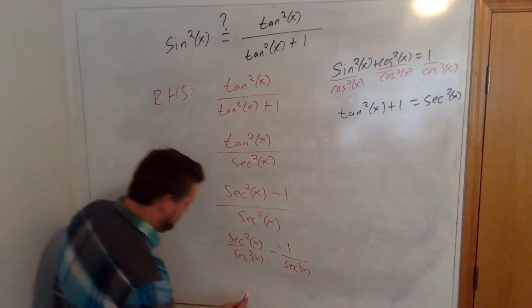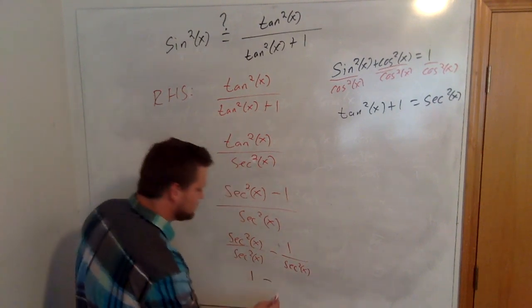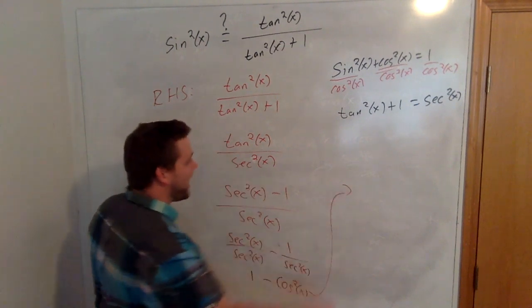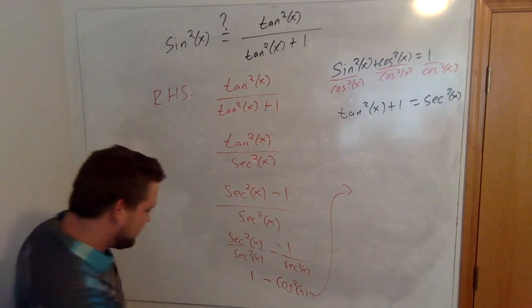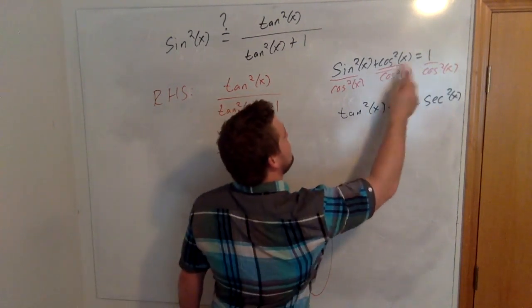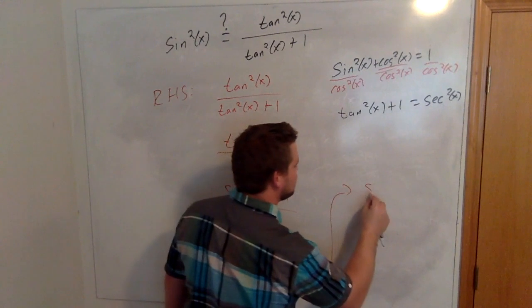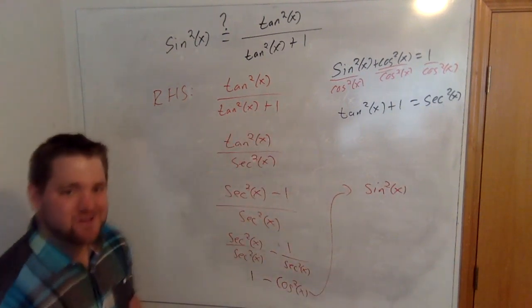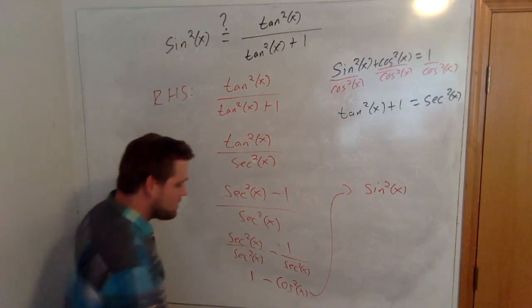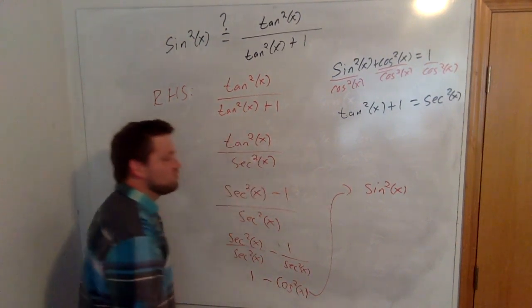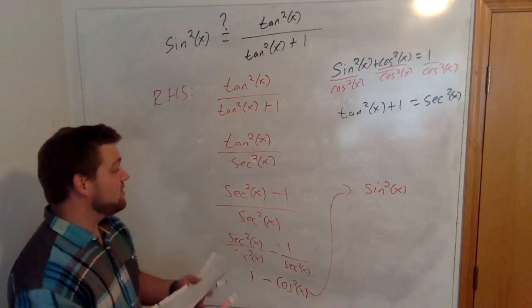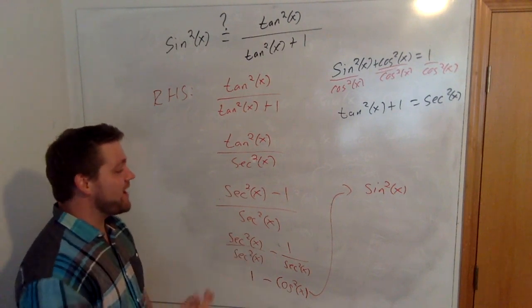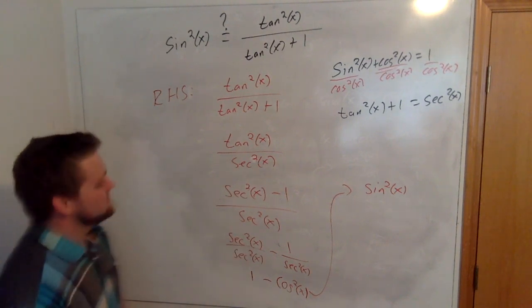Well, these will cancel, so we'll get 1 minus 1 over secant squared, which is the same thing as cosine squared of x. And 1 minus cosine squared is the same thing as sine squared, which is, again, the same thing as the left-hand side. So a couple different approaches to take here, but we all got to the same place. Was one better than the other? Well, I wouldn't say so. It's just playing around, trying to make one side look like the other side.